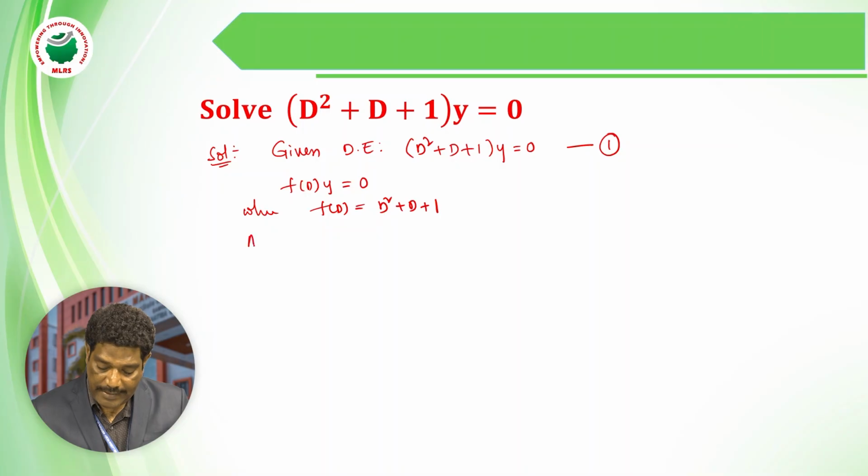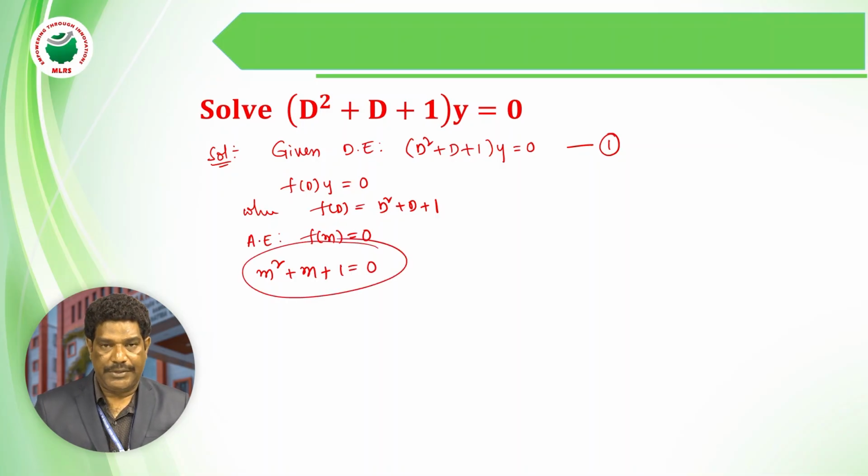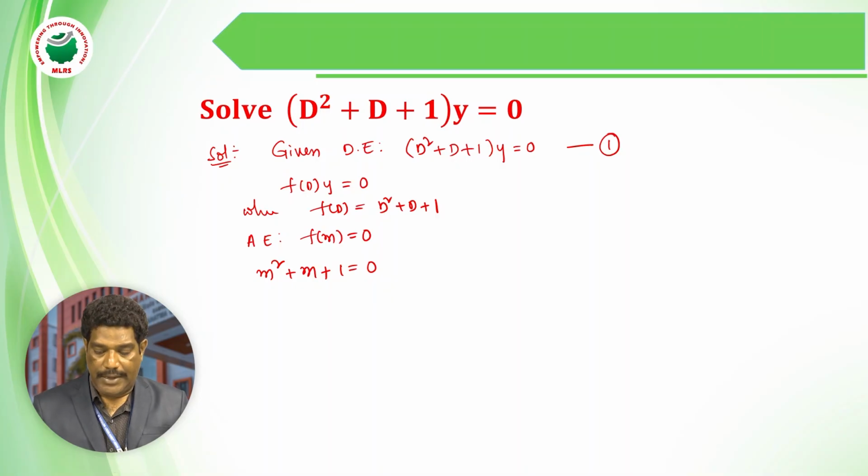Now take the auxiliary equation AE. That will be f of m equals to 0. So here f of m means m square plus m plus 1 equals to 0. Again, this will be a quadratic equation. Now solving this quadratic equation, we get the roots. Whatever methods you know, use the methods and solve the equation.